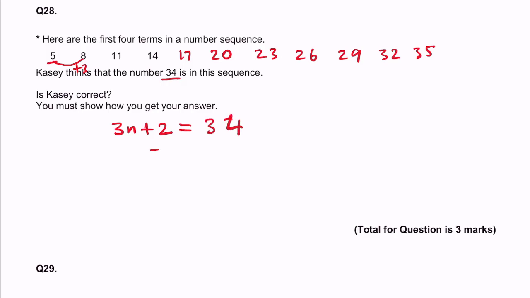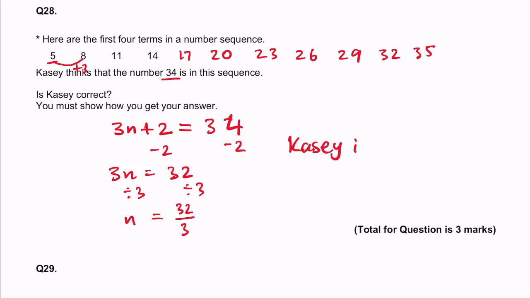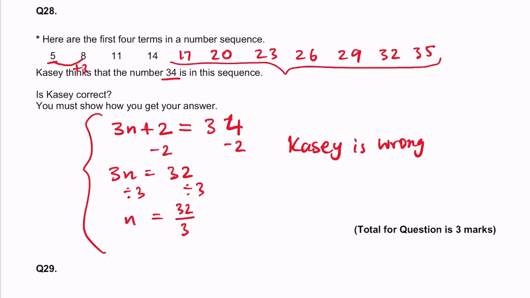Let's solve this equation. So minus 2 from both sides. 3n is equal to 32. Now divide by 3 both sides. Now 32 is not divisible by 3, so therefore it's not a whole number. So therefore we can say 34 is not a number in this sequence. So therefore Casey is wrong, because 34 isn't a number in this sequence, and you proved it by showing this working, or the other way was to list the numbers.